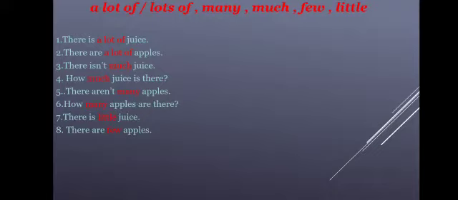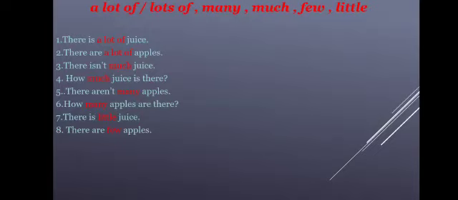Look at the first example. There is a lot of juice. A lot of comes before juice, uncountable noun. Number 2, there are a lot of apples. Here a lot of comes before apples, a countable plural noun. So we can use a lot of before both uncountable and plural nouns. A lot of is the same as lots of. They have the same meaning and the same usage. A lot of and lots of come before uncountable and plural nouns in affirmative sentences.